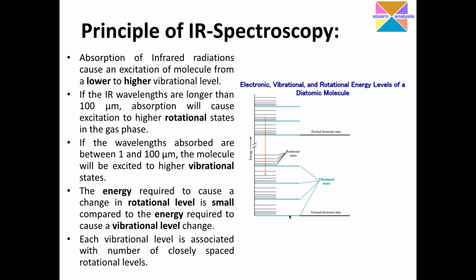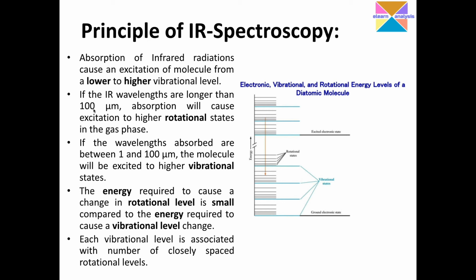So if you see, we have one vibrational energy level, and the other, and the other, so we have several vibrational energy levels. In order to achieve the jump from lower to higher vibrational energy levels, a molecule should absorb infrared radiation. Once after absorbing the infrared radiation, the molecule will go from lower to higher vibrational energy levels. And if IR wavelengths are longer than 1000 micrometer, the absorption will cause excitation to higher rotational states.